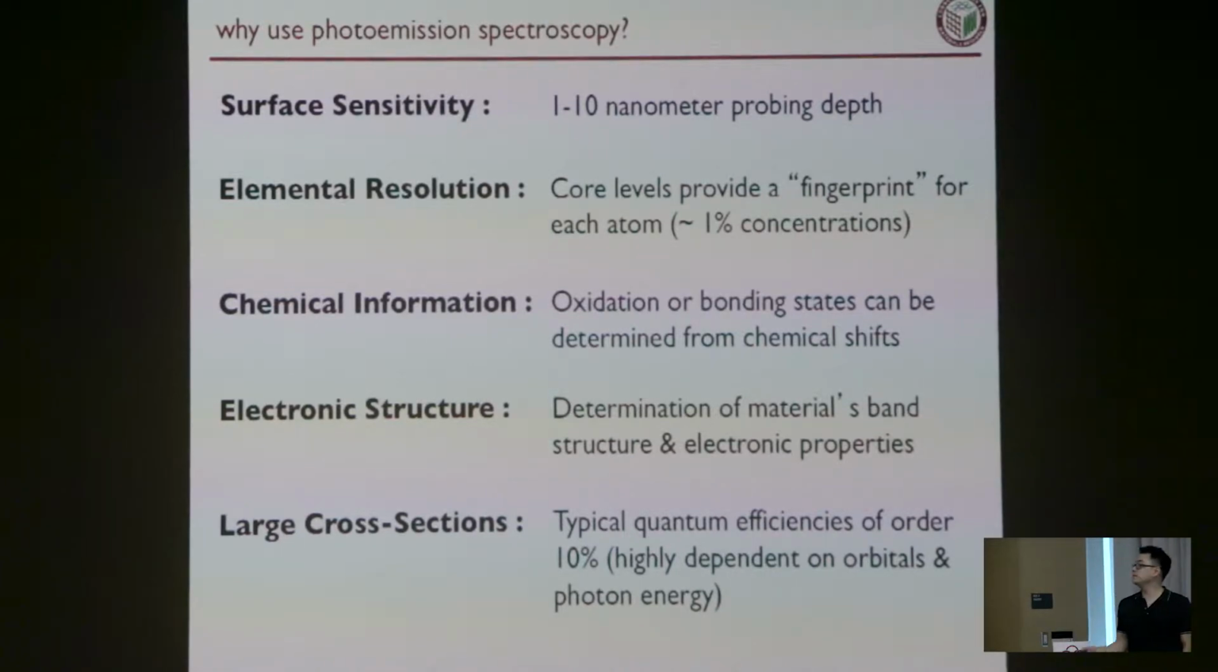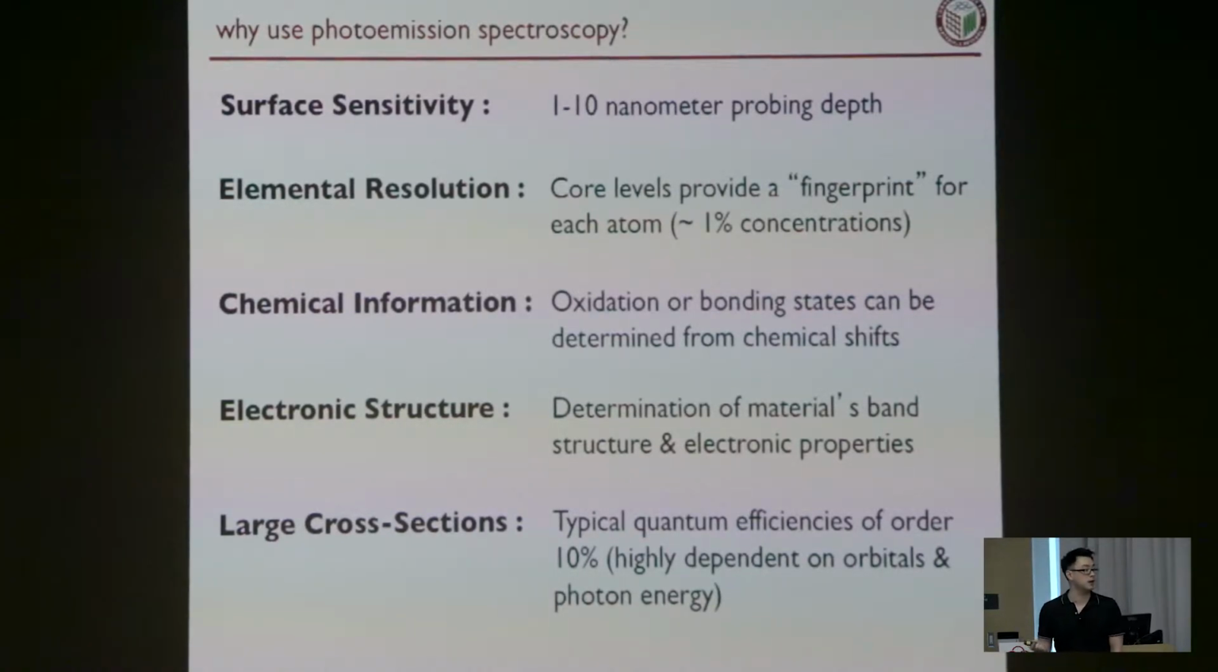There are particular advantages to using photoemission spectroscopy for certain things. It's highly surface sensitive, typically on the order of 1 to a few nanometers, which can be a pro or a con depending on what you're after. One of the nice aspects is that it gives you elemental information. If you look deeper into the electronic structure, you can see core levels. Say you want to know what oxidation state your copper is in, photoemission spectroscopy can tell you that. That's chemical information.